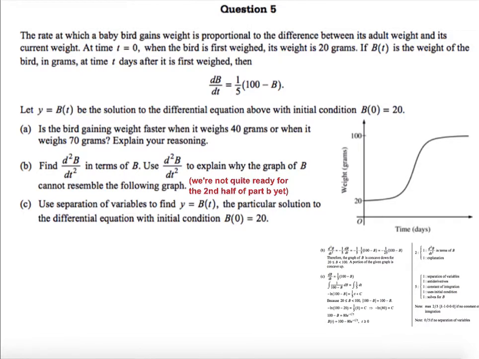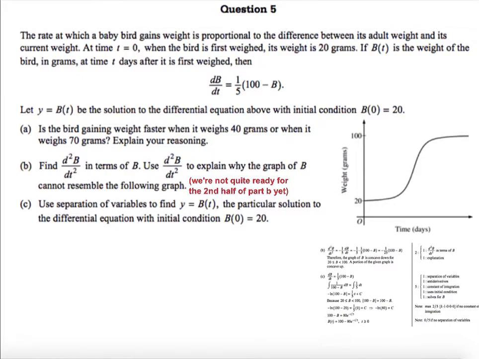In this video, we'll take a look at some examples of problems that use differential equations in them. This one is from an actual AP exam. The rate at which a baby bird gains weight is proportional to the difference between its adult weight and its current weight. That sounds like a lot. Just bear with it, keep reading.